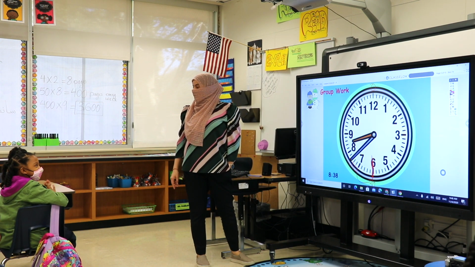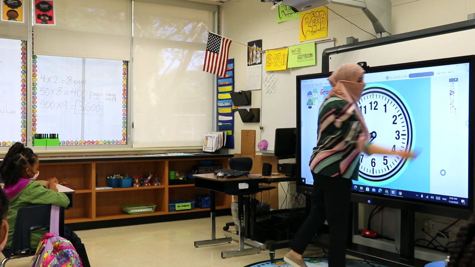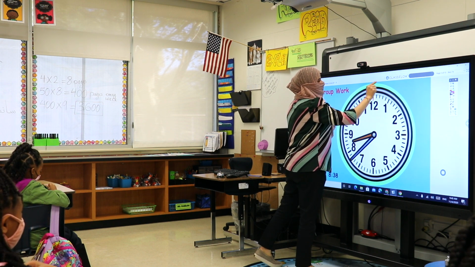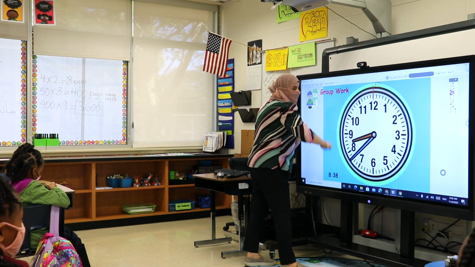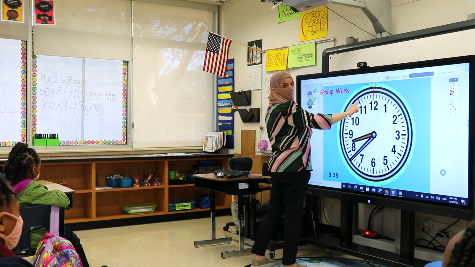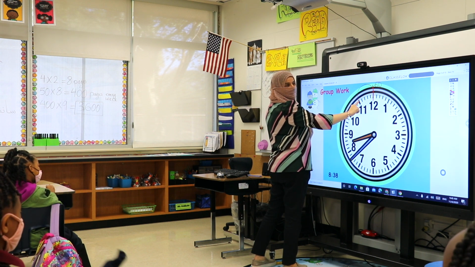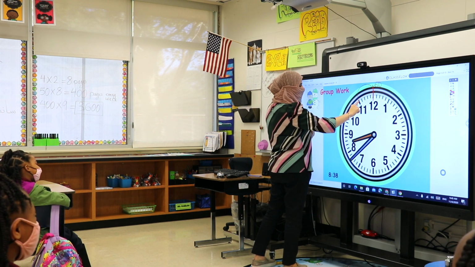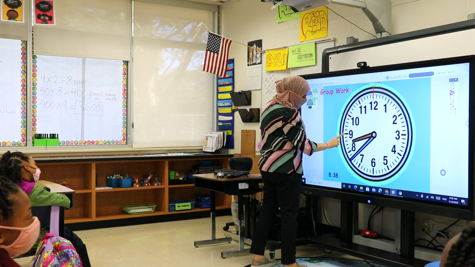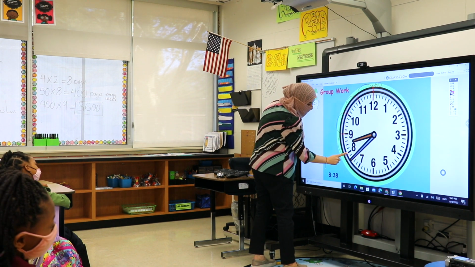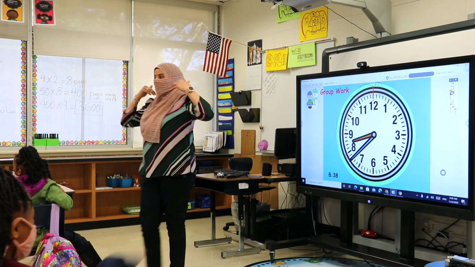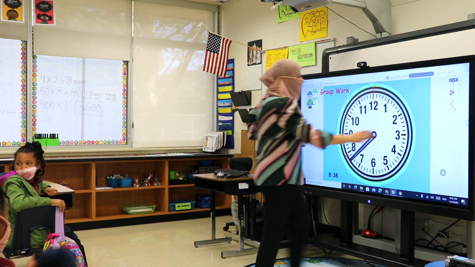Or I can count backwards. I know that the minute hand will stop at 60 minutes, right? So I can count back, starting from 60. 5 less, 55. 5 less, 50. 5 less, 45. 5 less, 40. 39, 38. So we can count forward or backwards by 5s and by 1s.